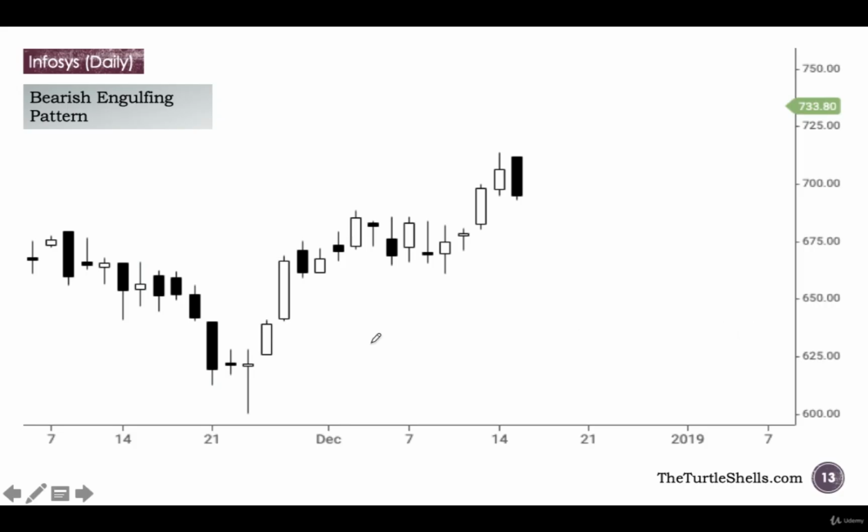So let's quickly have a look at an example here. It's a daily chart of Infosys. The uptrend started with this hammer.